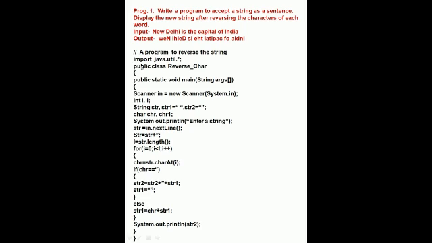Now first line, give the class name ReverseChar, public static void main String args, then Scanner in is equal to new Scanner System.in. I told you lines 1, 2, 3, 4, 5, 6 are the same. Now in int I will take i for loop and l for length of the string, meaning how many characters are in the string.